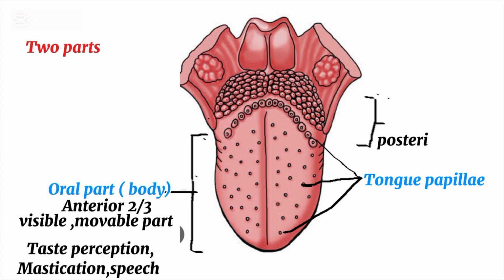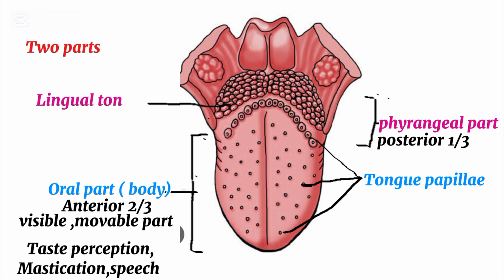Posterior 1/3 is the pharyngeal part, that is rigid and located towards the throat. Lingual tonsils are found in the pharyngeal part of the tongue. These two parts are separated by a V-shaped groove, that is the terminal sulcus of the tongue.